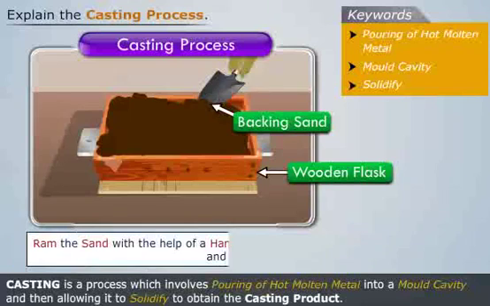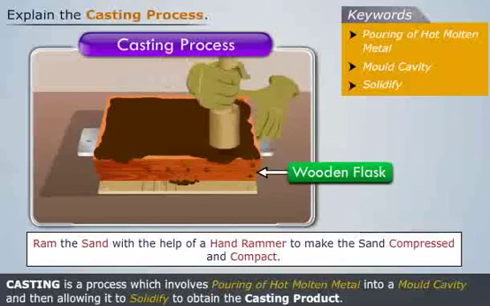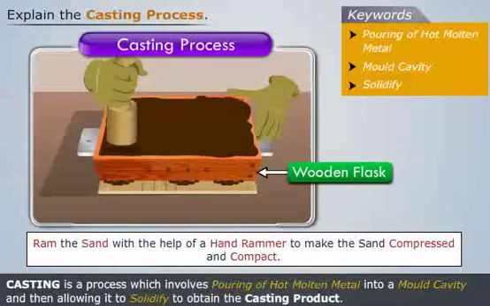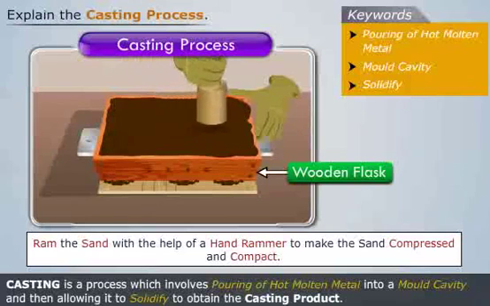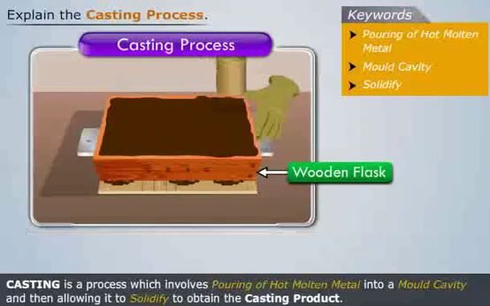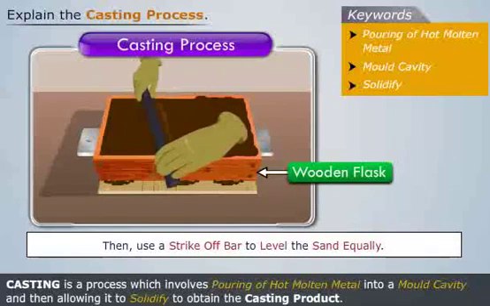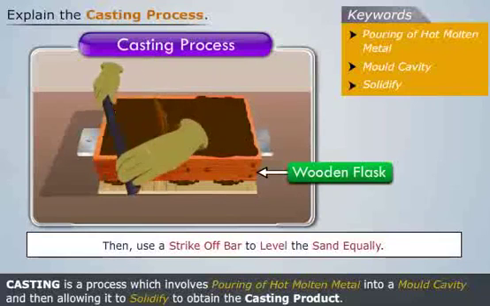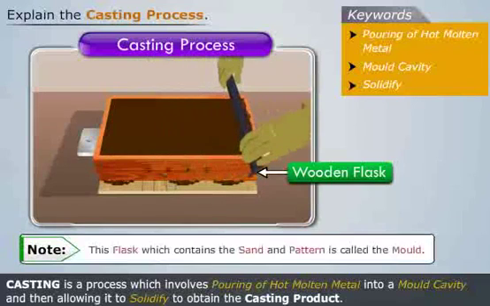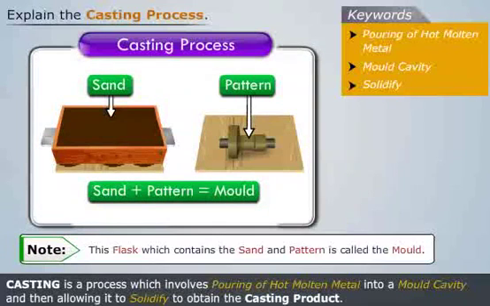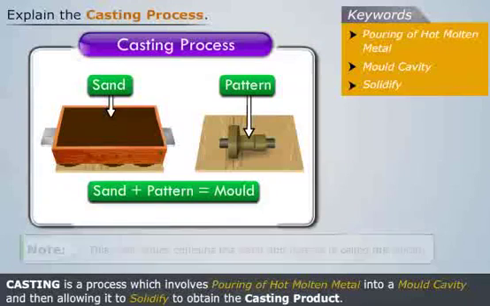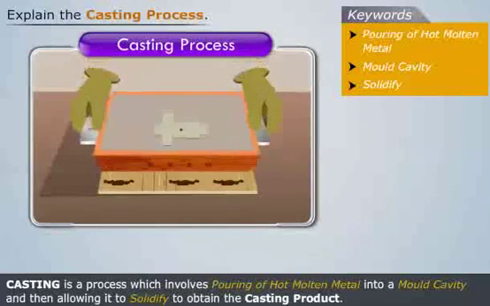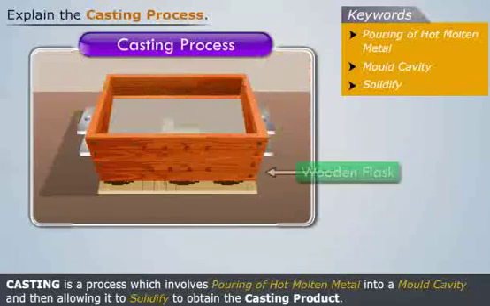Now take a hand rammer and ram the sand so that the sand inside the flask gets compressed and compact. Then use a strike-off bar to level the sand equally. Note that this flask which contains the sand and pattern is called the mold. Now turn this flask and place another wooden flask over the previous flask.